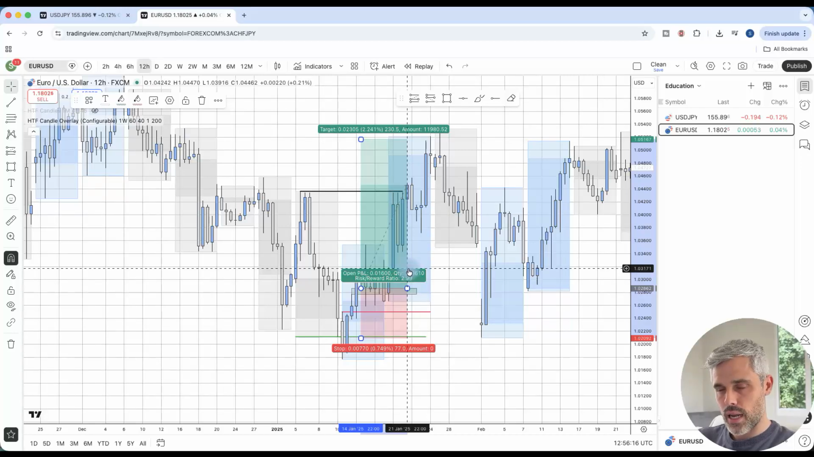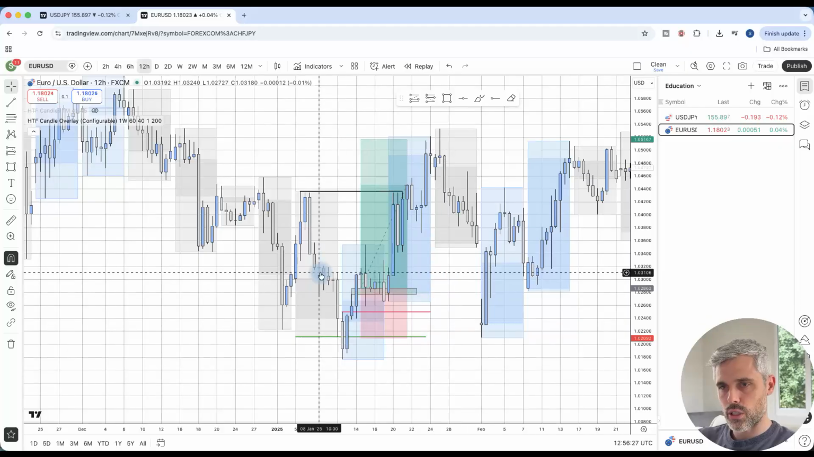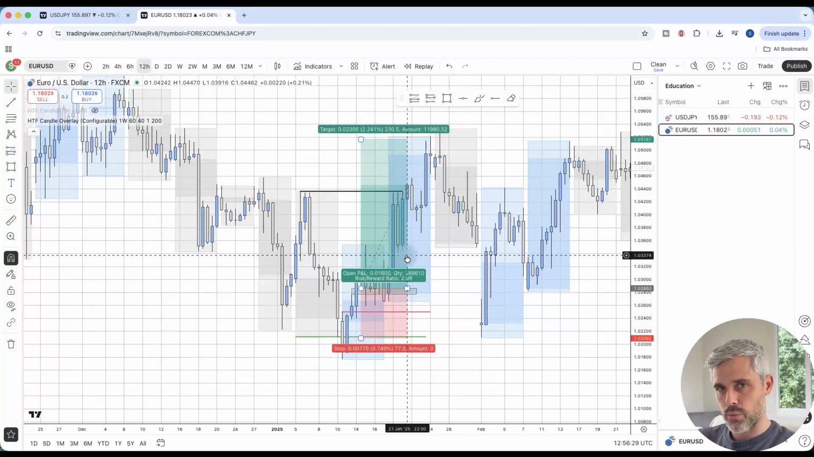This is how to understand what is true support and what is true resistance in the market. Use it in context to take high probability trades. But ultimately, what we're always trading is accumulation, manipulation, distribution.